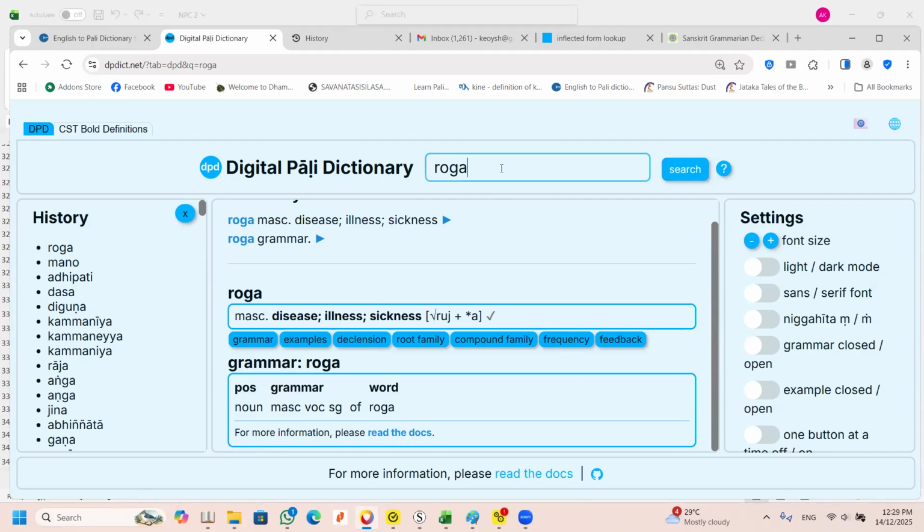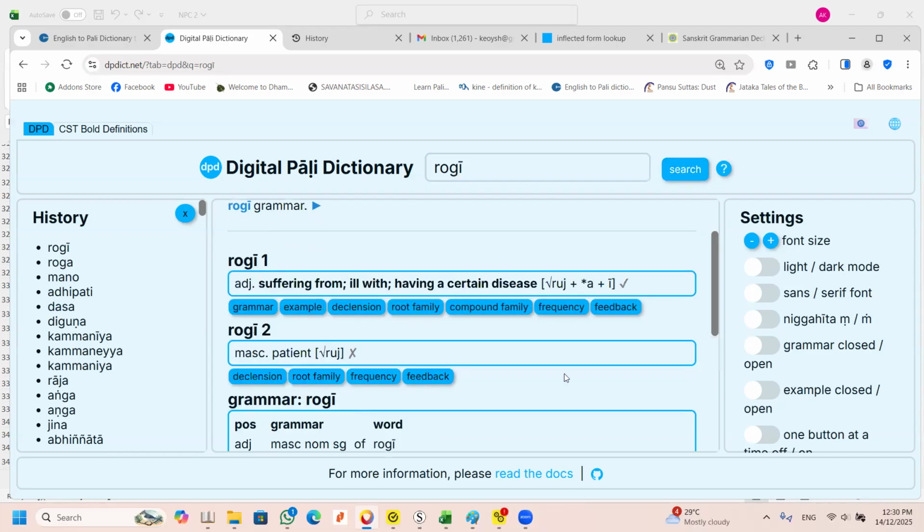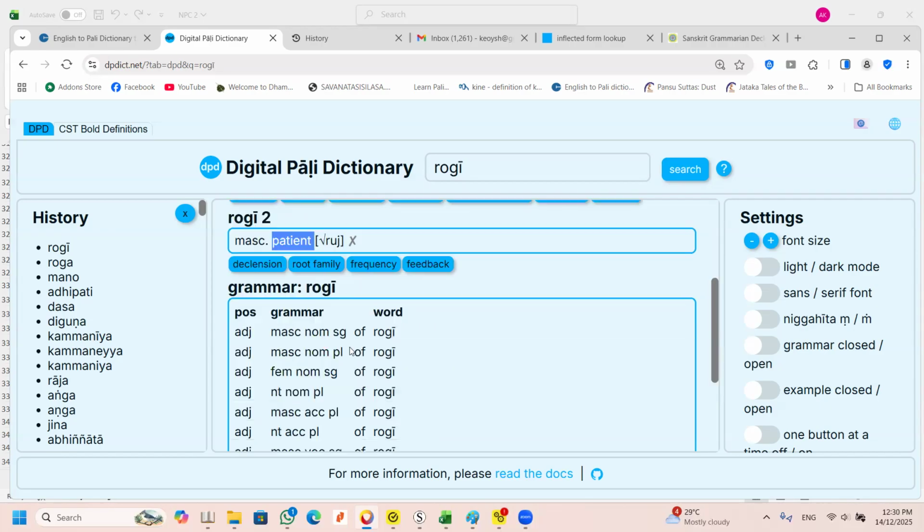So you plus an i there, it becomes rogi. Rogi means suffering from illness, having certain disease. So that means it's solving a problem. Can you see that? Patient. When you are sick, the person, because this is a possessive noun, a person who is sick is called a patient. In English, it's called patient. Or you can say the one who is sick. Up to you.